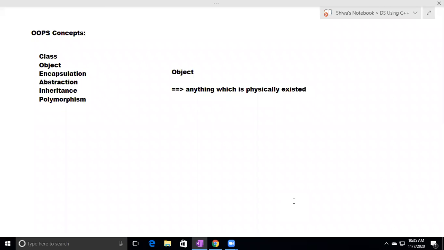Okay, increase your volume. If you are getting low voice, increase your volume.